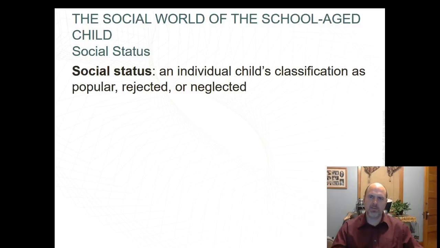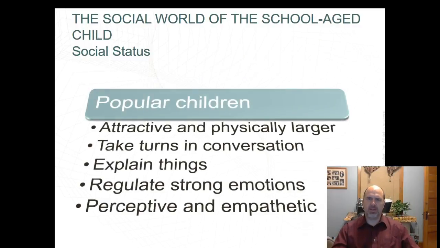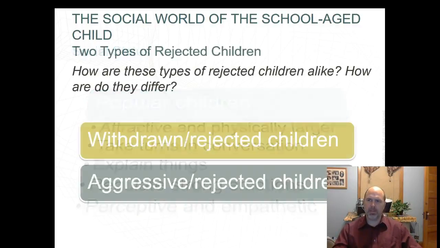Social status is a child's classification as popular, rejected, or neglected. A lot of times the popular kids are attractive and physically larger, and they display positive, supporting, non-punitive, non-aggressive social behaviors towards other children. They take turns in conversation. They explain things. They regulate strong emotions. They are perceptive and empathetic.